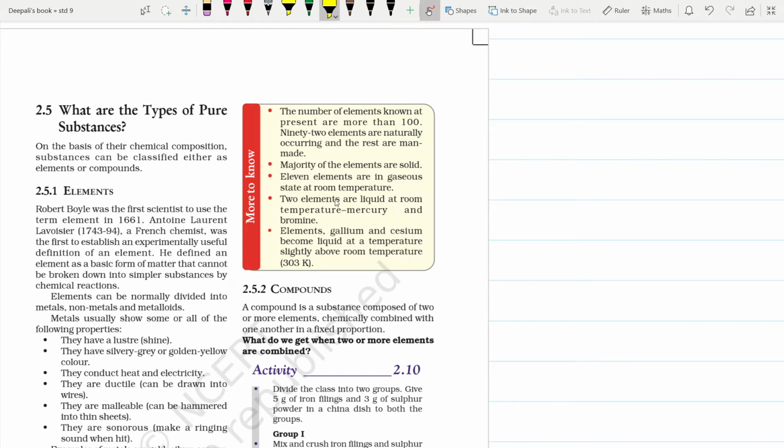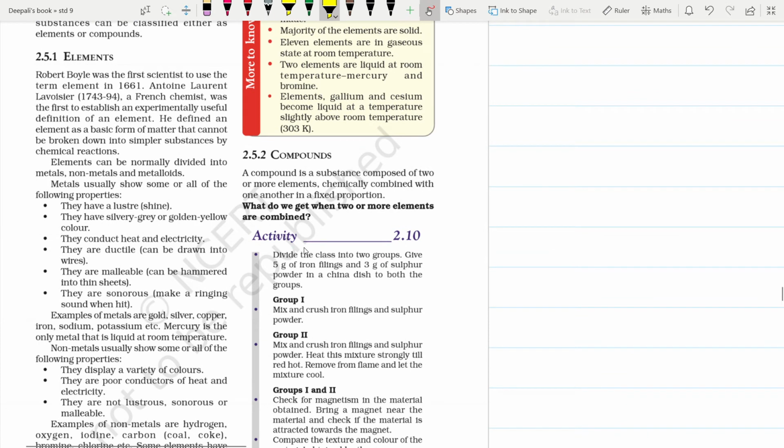2 elements are in liquid state at room temperature, mercury and bromine. Mercury is a metal, bromine is a non-metal. Elements gallium and cesium become liquid at a temperature slightly above room temperature, that is 303 Kelvin. So this is an account about elements.